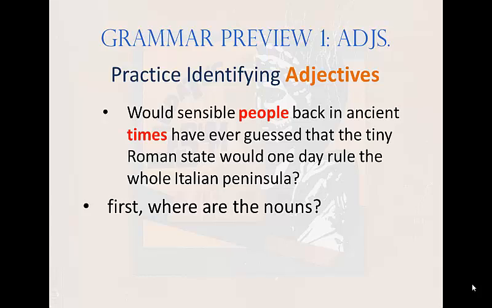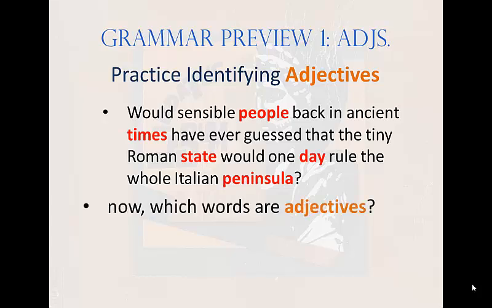The next line, "Roman state would one day rule the," has two nouns, and they are state and day. Test them. States, days, the state, the day. It can replace either. Must be nouns. Last line, "whole Italian peninsula." One noun. Which word? Yes, peninsula.